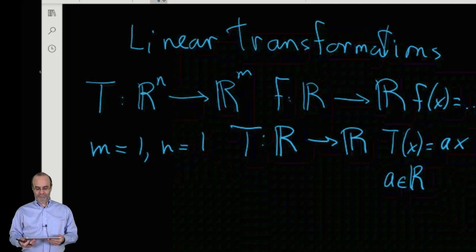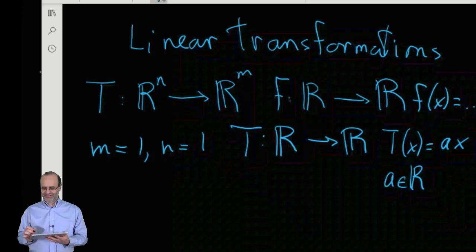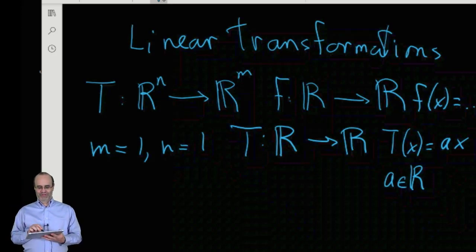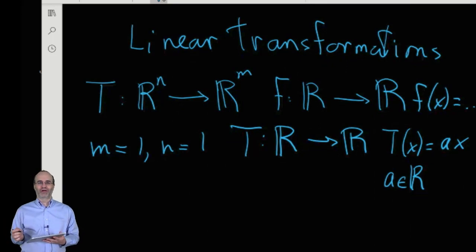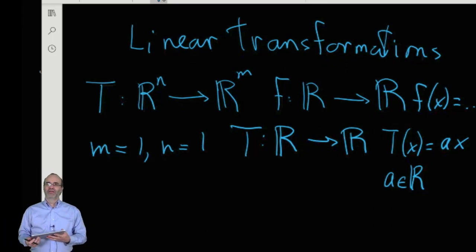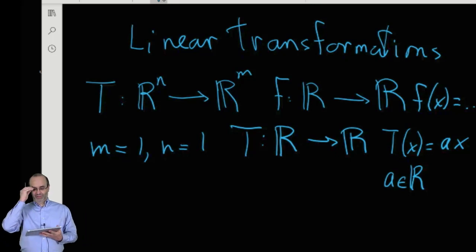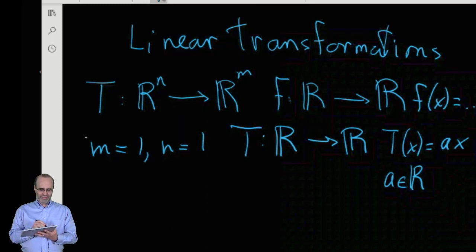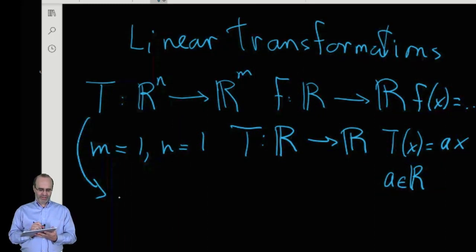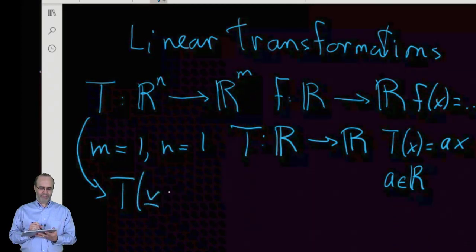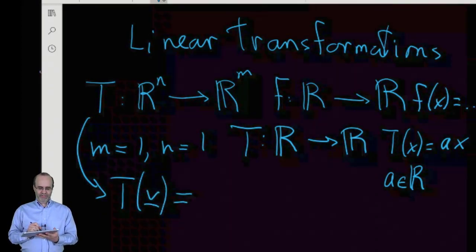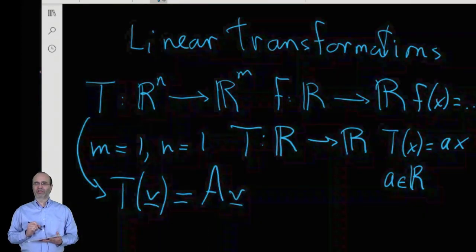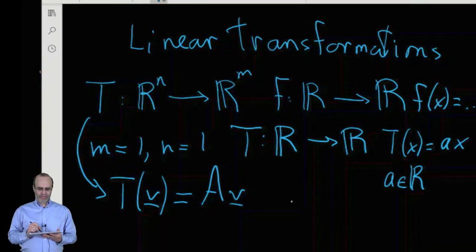So we'll study these, and we'll see how. The good thing is that this result, that in the case of a linear transformation from R to R, T is given by a simple formula, actually generalizes to any n and m. In general, a linear transformation is given by the following formula: T of v, T applied to a vector v, is just some fixed matrix A applied to the vector v, where A is an m by n matrix.